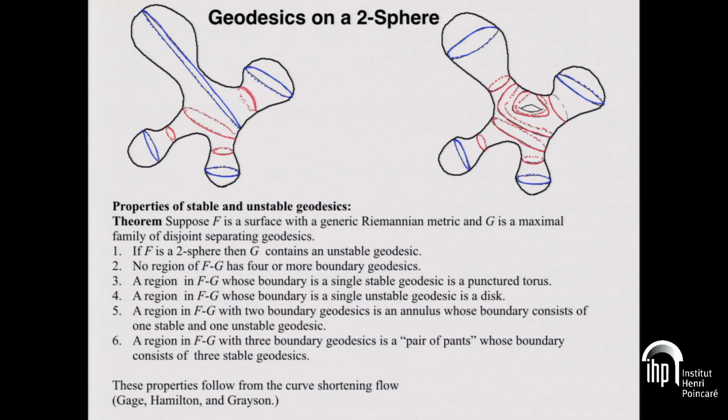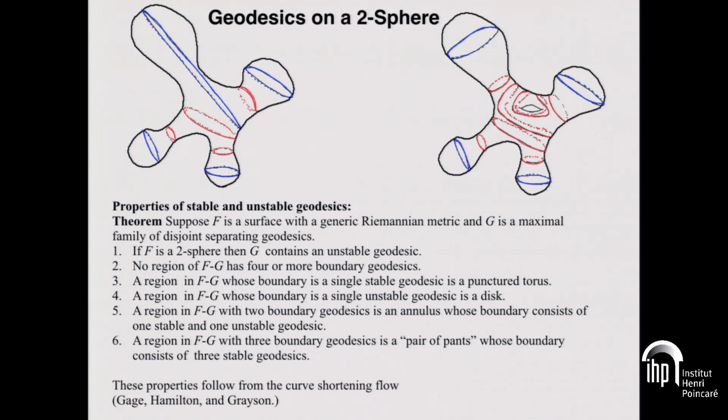So what I'm going to do now is show you that if you take a generic metric on a surface, not necessarily a two-sphere. If you take any surface at all, the surface on the right is a torus and on the left is a two-sphere. If you take any metric at all on a surface, you'll find that a maximal family of separating two spheres has the following properties.